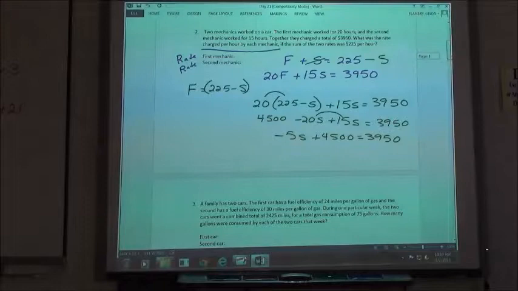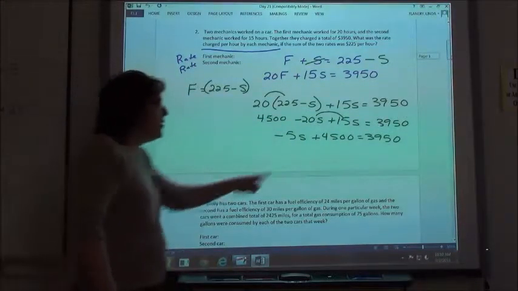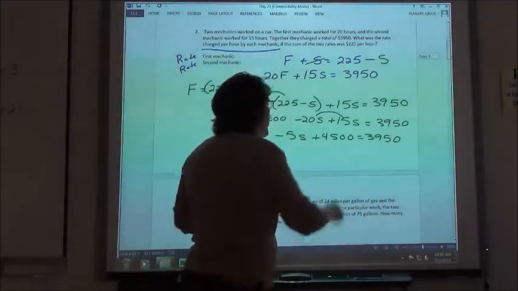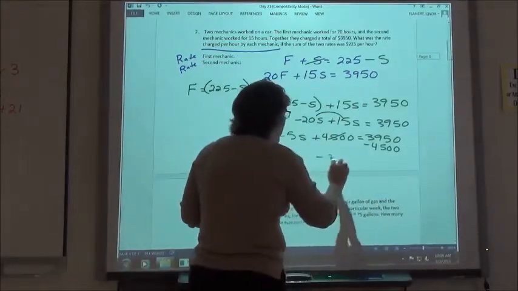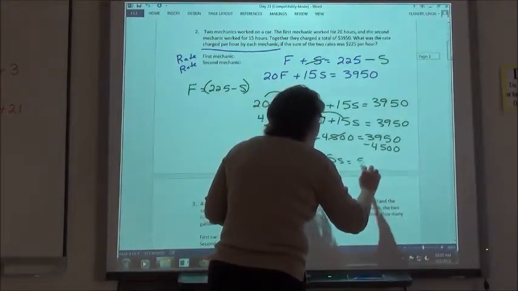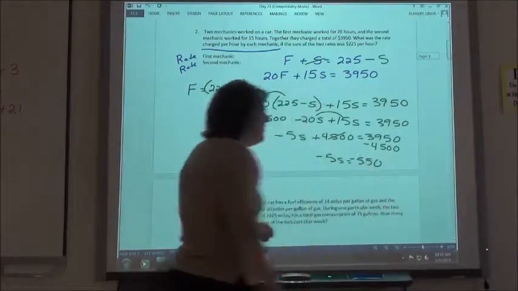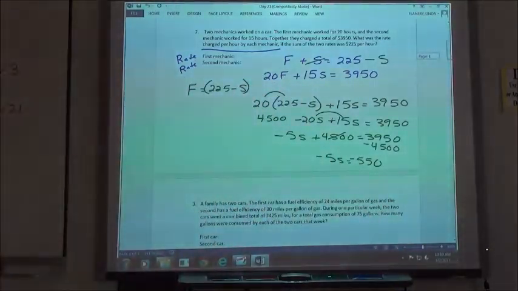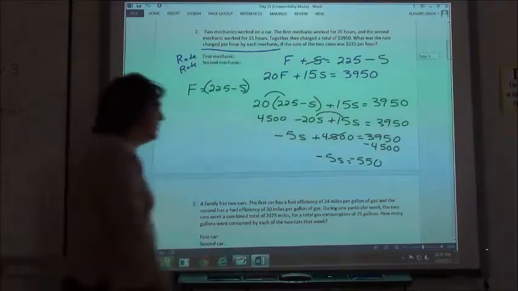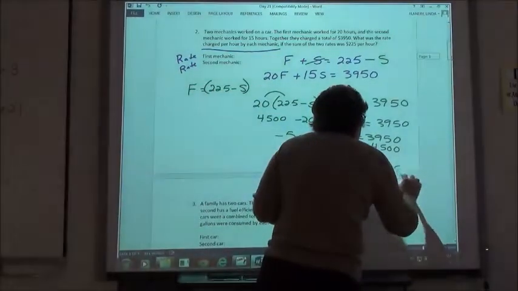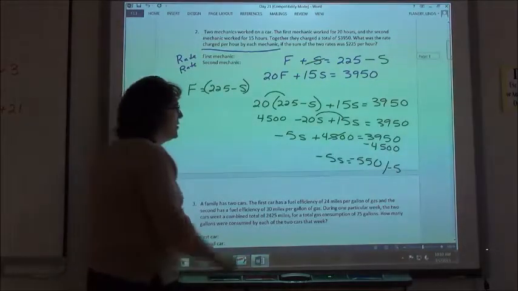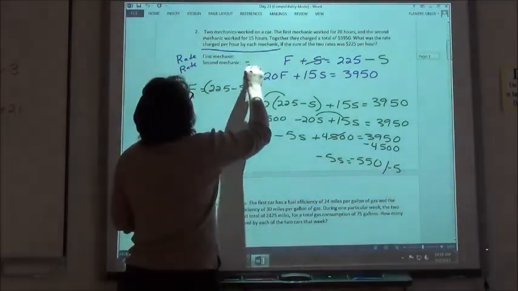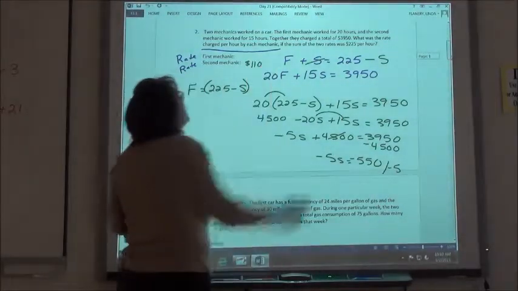So if I want to solve that for S, the next thing I've got to do is subtract my 4,500. So negative 5S equals negative 550, right? And then I'm going to divide by negative 5. So S is going to equal 110. The second mechanic is charging $110 per hour.